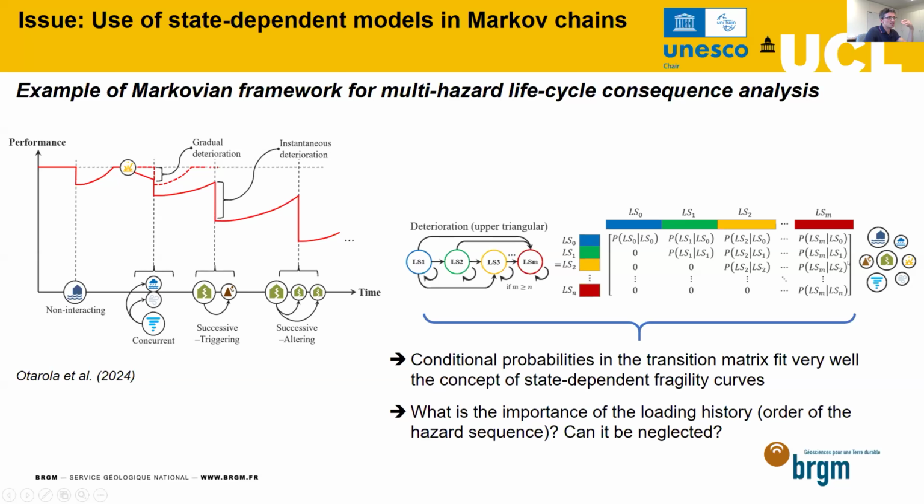And then through the use of transition matrices here on the right, you can just evaluate at each step the probability to go to different limit states and so on. And these conditional probabilities make a nice fit with the concept of state-dependent fragility curves. But maybe one question that we could ask also is the importance of the loading history in the order of the hazard sequence. If one limit state has been caused by, I don't know, flooding or earthquake, will it be the same then for the history and the behavior in the next steps of the structural systems, for instance?